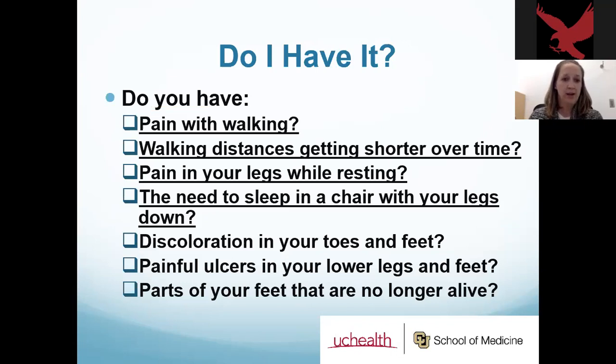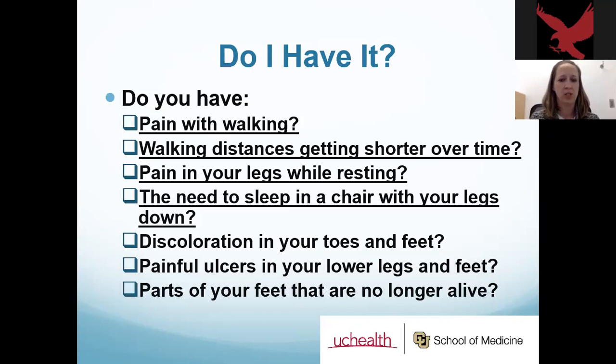So do you have it? You might have it, you might not have it, but one of the things that I first tell patients to think about is, have you noticed that you're not as active as you used to be because it's just uncomfortable? Do you have pain when you walk? Are you now no longer able to make it to the end of your block or to the end of your street, and you're cramping up in your calves and feet when you get to your mailbox?